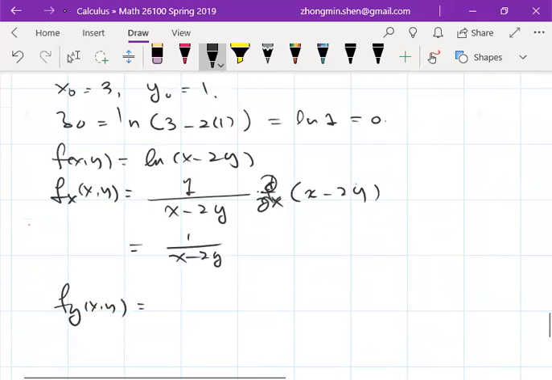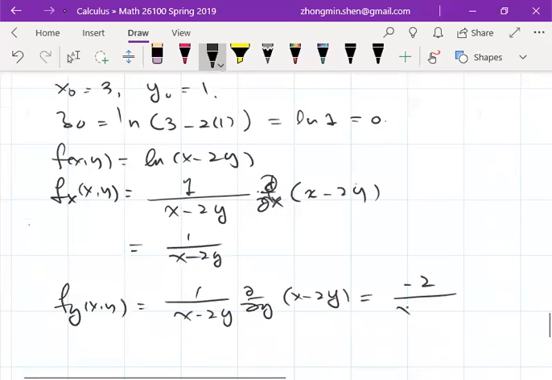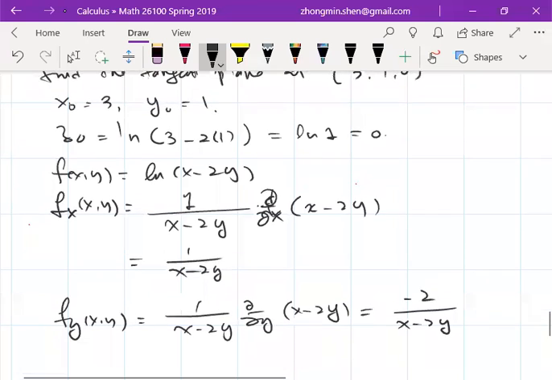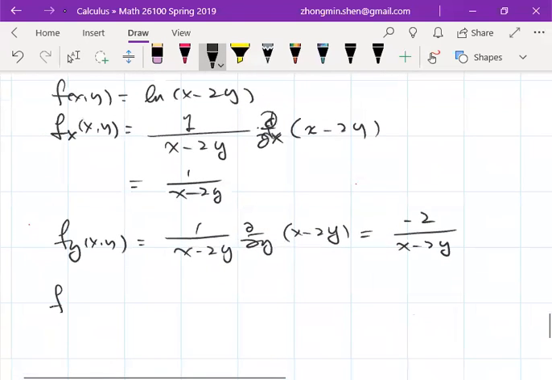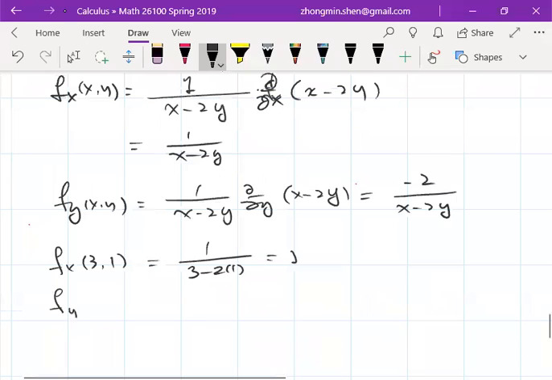Now you differentiate with respect to y. First of all, you still get this, then the partial derivative of the inside function with respect to y, which is negative 2. So it's going to be negative 2 over x minus 2y. So you find all the partial derivatives, but you still have to evaluate at the point 3 and 1. At 3 and 1, I got 1, and again, negative 2.